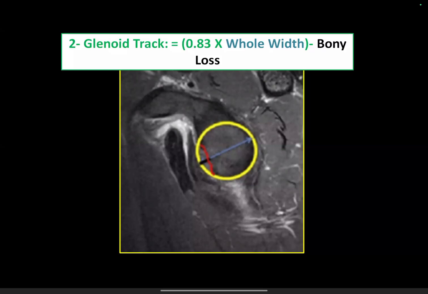Our second variable is the glenoid track. In order to measure the glenoid track, you need to draw a circle and measure the entire width of this circle. So basically, we're looking at the glenoid from the lateral view, the sagittal view. You measure the entire width, and you draw another line to measure the amount of bony loss. And basically, you follow this formula: 0.83 times the whole width minus the bony loss.